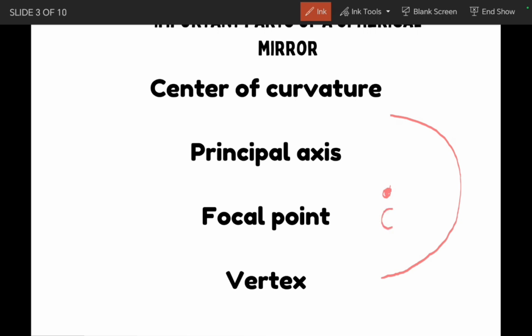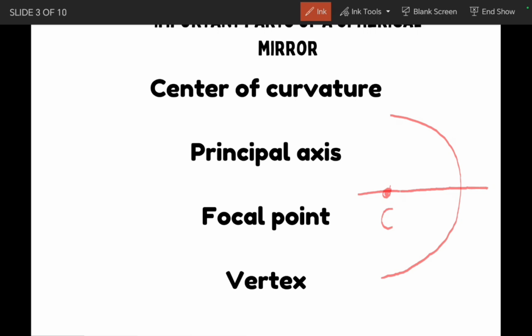The next one is the principal axis. A principal axis is an imaginary line passing through the center of curvature of a spherical mirror. We draw it from the center of curvature to the center of the mirror. That is your principal axis, and that is only imaginary. But it will play a vital role in knowing the location of the image and describing it as well. Next we have the focal point. So what is a focal point?